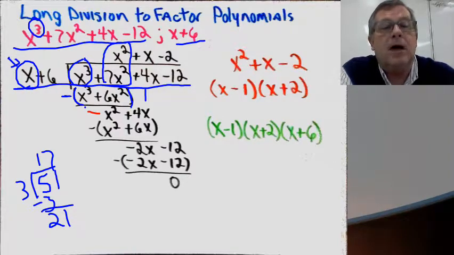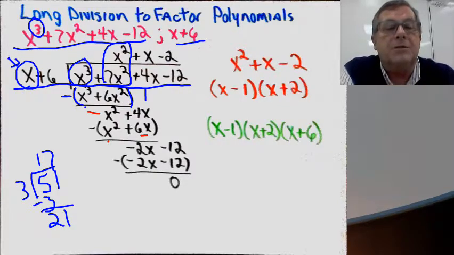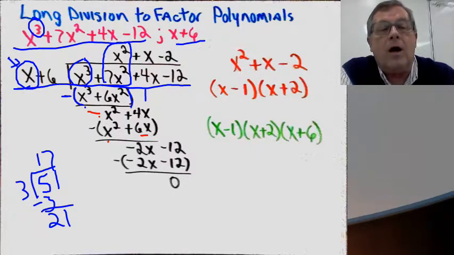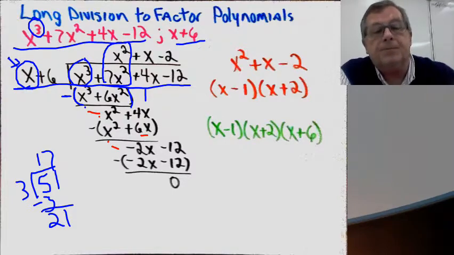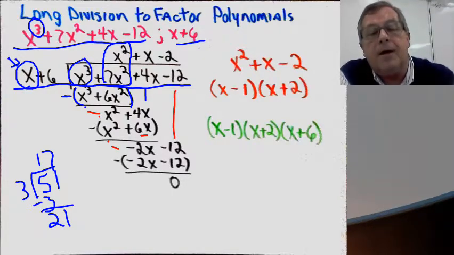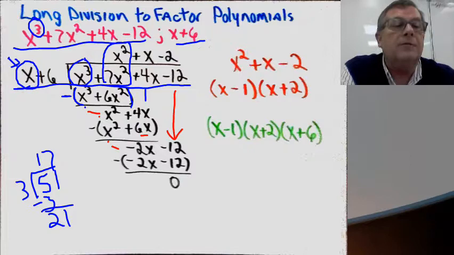x times x gives me x squared. x times 6x gives me 6x. I've got it in parentheses. I'm going to subtract this expression from this expression. x squared minus x squared is 0. 4x minus 6x is going to give me minus 2x. So I've got my minus 2x. I drop down my minus 12.